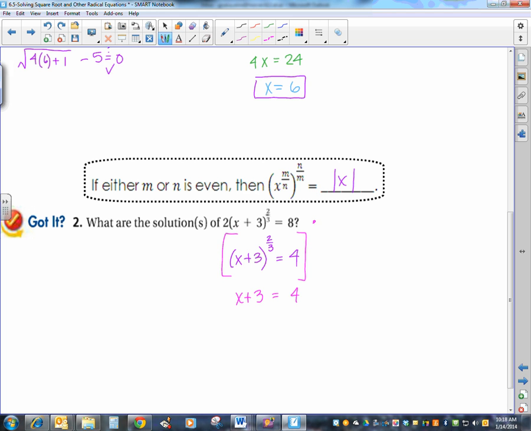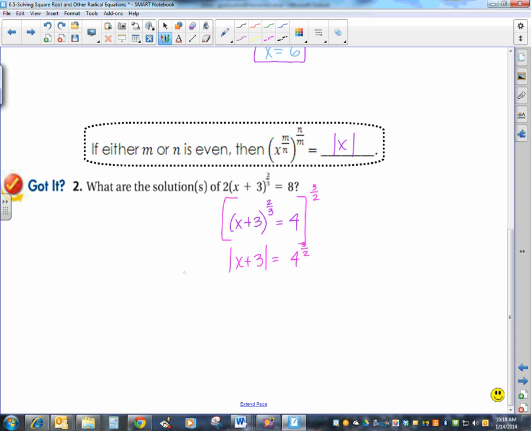Oh, wait, I was going to write up here, that's 4 to the 3/2. So that's 4 to the 3/2. Now, we just said, does any part of my power, m or n, is it an even number? Yes, it is. So I need to put absolute value signs here. So I now have an equation that says the absolute value of x plus 3 equals 4 to the 3/2. That means that's the square root of 4, okay, it's the square root of 4 raised to the 3rd power. So hopefully you can see that's 2 to the 3rd, which is 8.